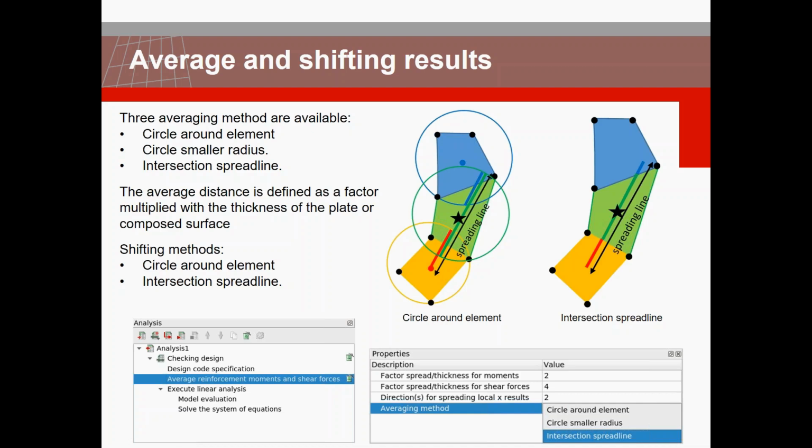In Diana, you have to enter the spreading line as a factor of the thickness. And in Diana, you can also shift the results. And there we implemented two methods, the circle round element and the intersection spread line.